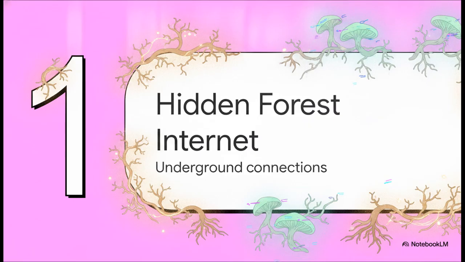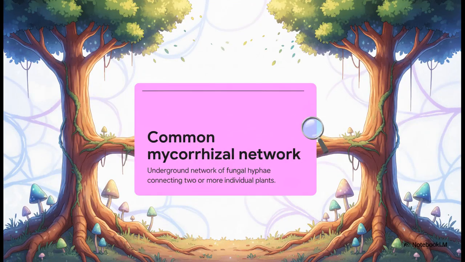Section 1. The hidden forest internet and uncovering those underground connections. So what exactly is this hidden internet? Well, biological science calls it a common mycorrhizal network, or CMN for short. Think of it as a massive underground grid created by tiny thread-like fungal structures called hyphae. These hyphae physically join up with plant roots, effectively connecting two or more individual plants together.